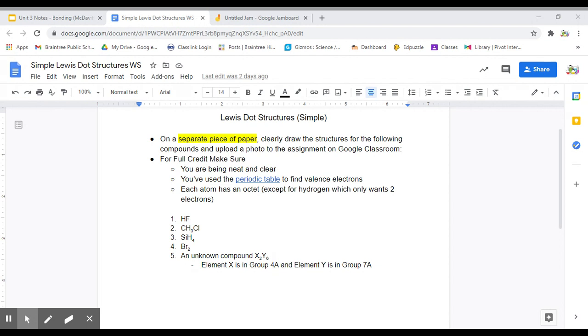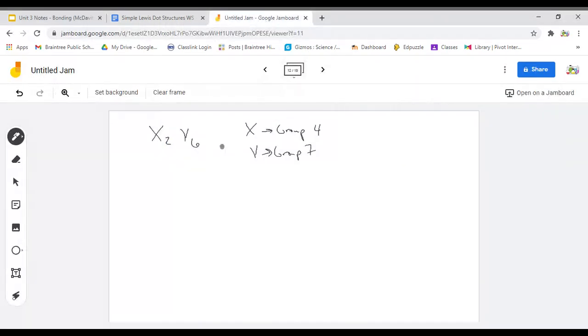Before we get there, I do want to go over one question from the homework because I know it might have been a little bit challenging. That was number 5, the unknown compound. If we look here, I gave you the formula. It was X2Y6. These are just made up elements.